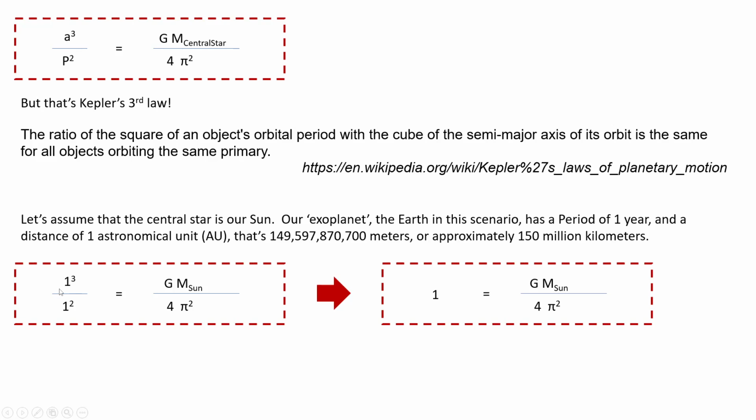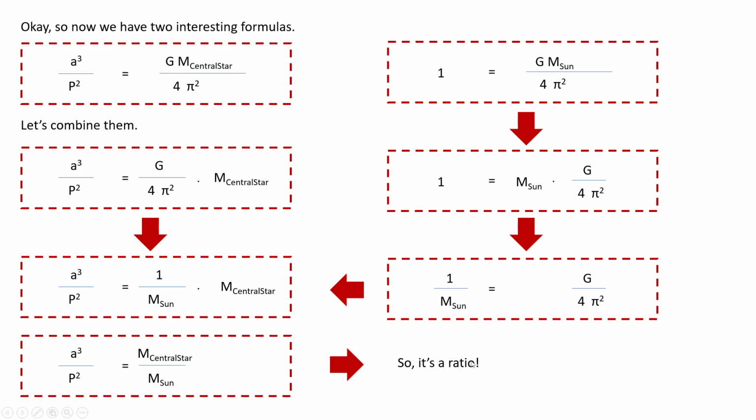So if you plug those numbers in up here, 1 to the power of 3 divided by 1 to the power of 2, well, 1 times 1 times 1 still equals 1. And here, 1 times 1 still equals 1. 1 over 1, that's also 1. So this whole thing turns into 1, basically. So it now says 1 equals G, the mass of our sun, divided by 4 pi squared. Cool, we know that. Next slide.